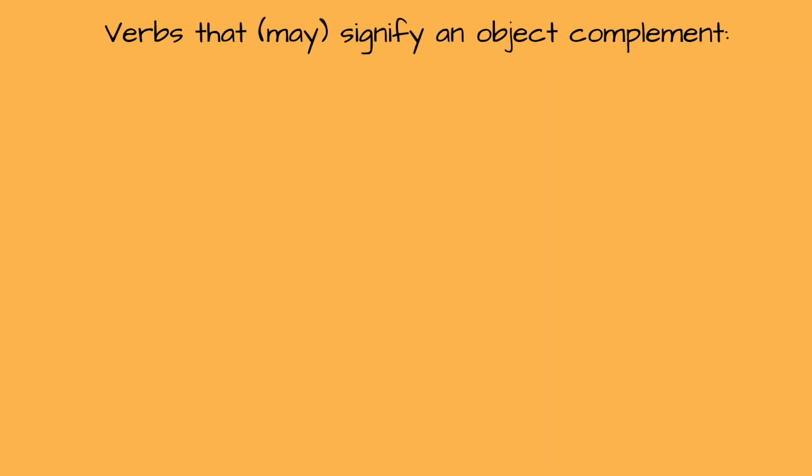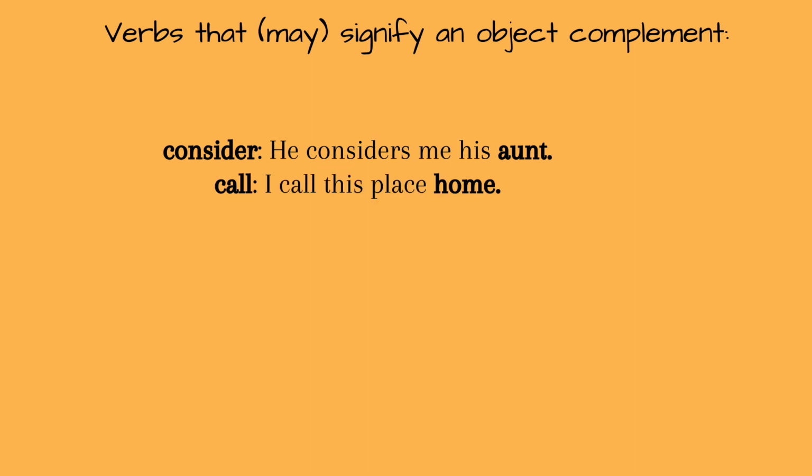It's also worth mentioning that there are certain verbs that we use that can alert us to an object complement possibly being used. These words are typically verbs used when we describe something or we want to identify what something is or what it has become. Here are a few examples. Considers. He considers me his aunt. Call. I call this place home.